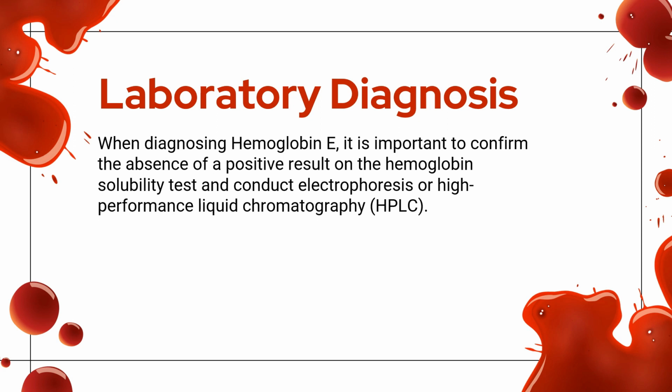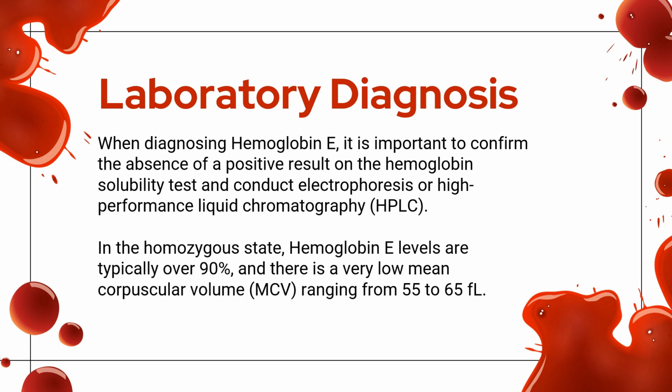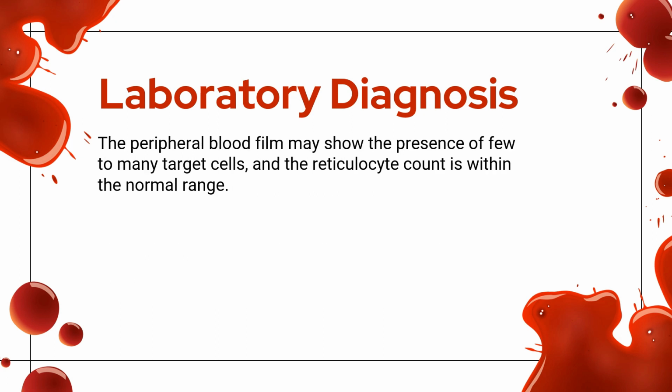Laboratory diagnosis. When diagnosing hemoglobin E, it is important to confirm the absence of a positive result on the hemoglobin solubility test and conduct electrophoresis or high-performance liquid chromatography, HPLC. In the homozygous state, hemoglobin E levels are typically over 90%, and there is a very low mean corpuscular volume, MCV, ranging from 55 to 65 femtoliter. The peripheral blood film may show the presence of few to many target cells, and the reticulocyte count is within the normal range.